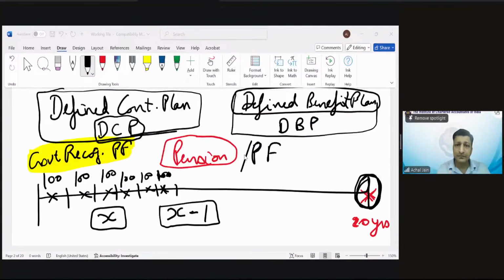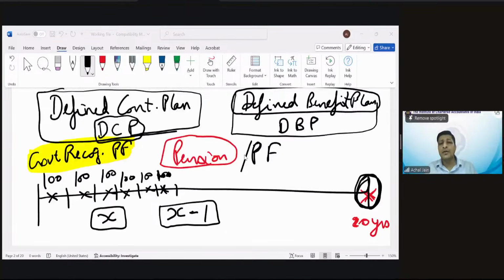Clear? That is what you call a defined contribution plan. In this case, you must be thinking, sir, who will bear the shortfall then? It will be borne by the government, because the government is maintaining this fund.